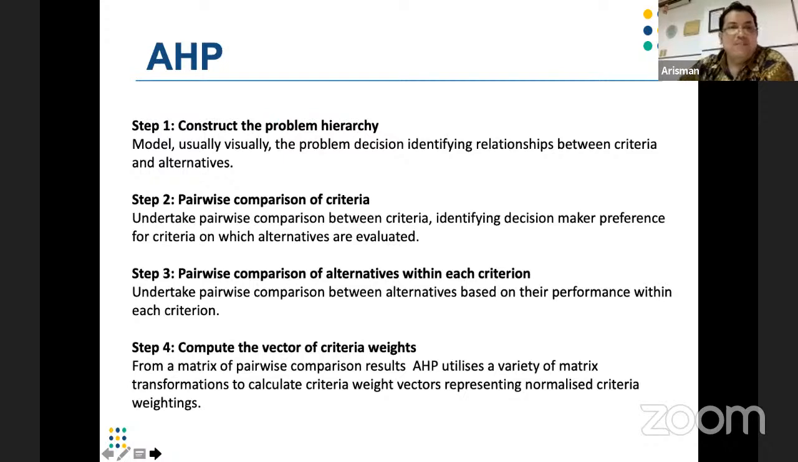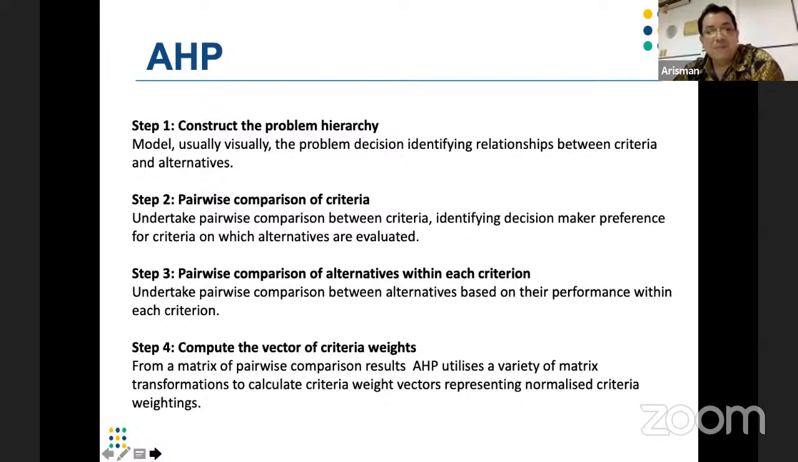These are the steps of AHP, the analytical hierarchy process, a very simple one. I think many already use it. And Valentina will also share how to use some of this methodology in the context of sustainability. Step one, construct the problem hierarchy. Usually the problem decision, identifying the relation between criteria and alternatives. Step two is a pairwise comparison of criteria: undertake pairwise comparison between criteria, identifying the decision maker's preference for criteria by which alternatives are evaluated. Step three is a pairwise comparison of alternatives within each criterion: undertake the pairwise comparison between alternatives based on their performance within each criterion.